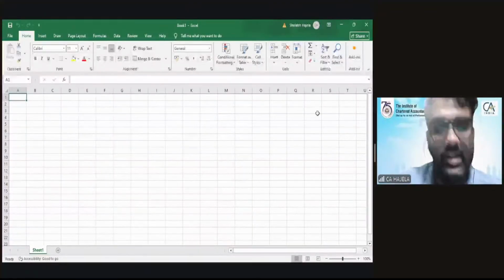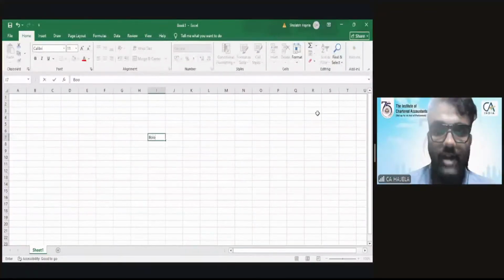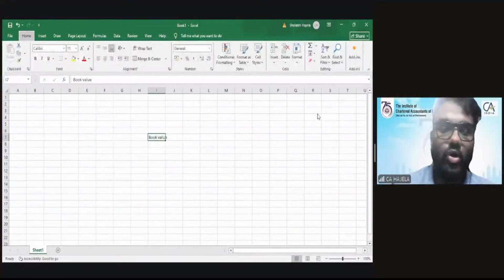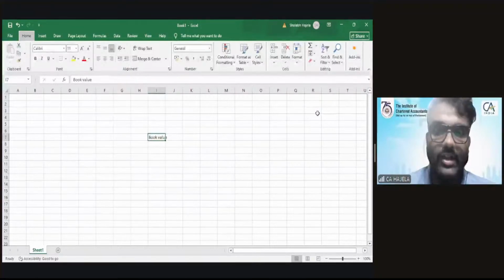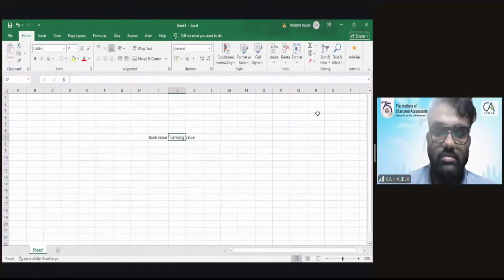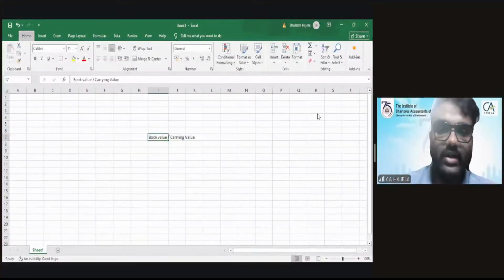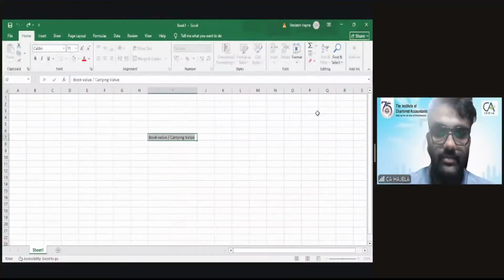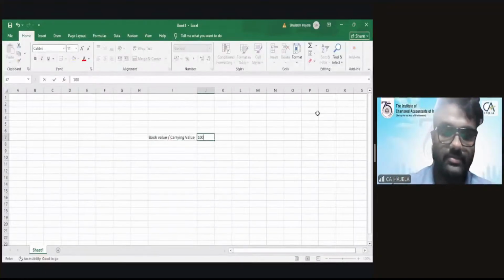देखिए, this is very simple and I wish that after this session you will never have to mug up the formula for impairment. It is pure common sense. The book value, which is also called the carrying value of your asset, जो बुक्स में वैल्यू आ रही है, जो कैरिंग वैल्यू है, is 100.